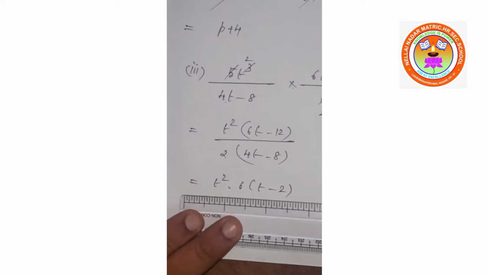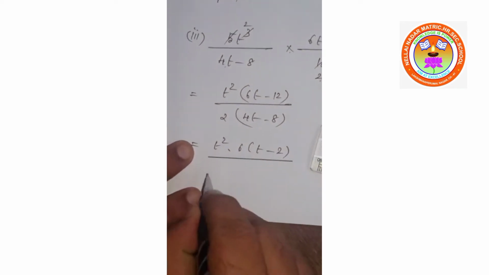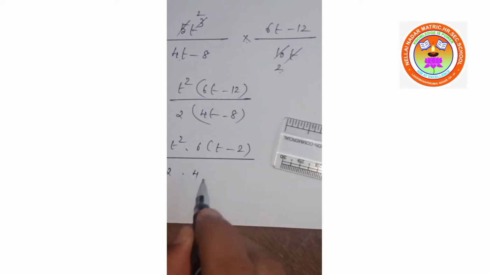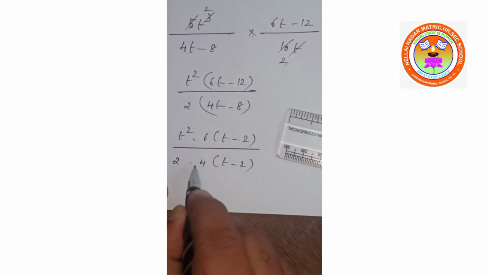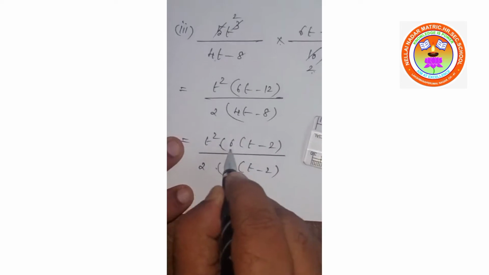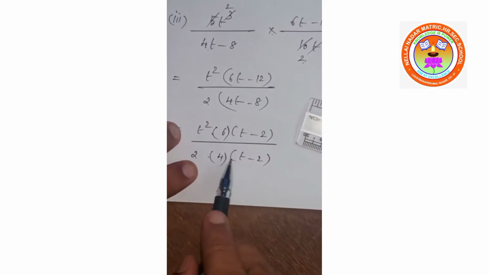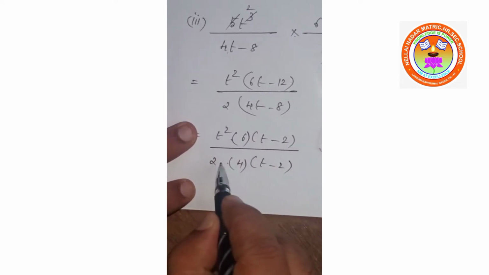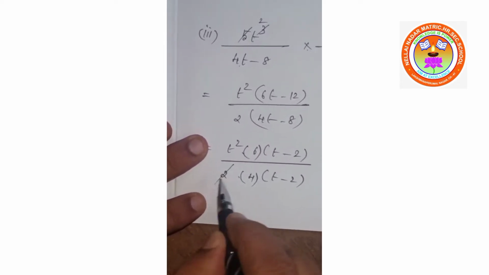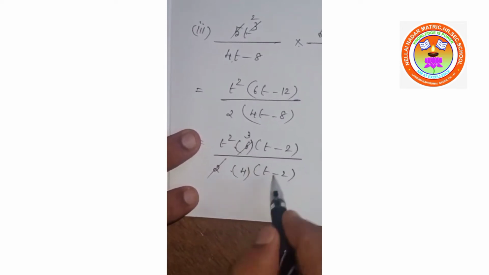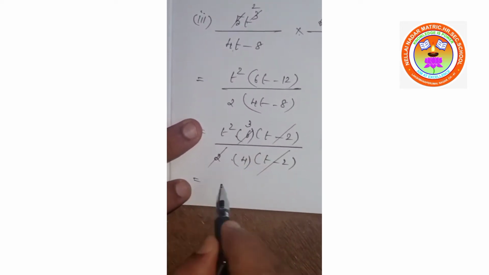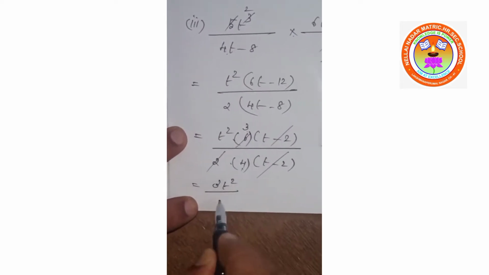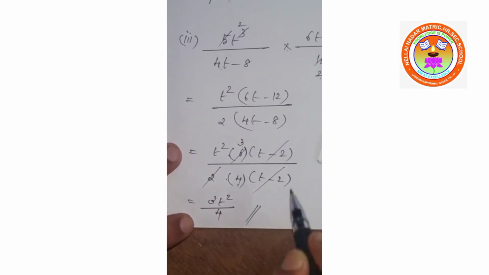Divided by 2 into 4 and 8, both in 4th table. So take 4 as common, t minus 2. Correct? Here 6 common, here 4 common. 4 into t, 4t, 4 into minus 2, minus 8. Now you can cancel 6 and 2 by 2 table 3 times. t minus 2 gets cancelled. Here 3 and t squared is there, so 3t squared divided by 4 in the denominator.